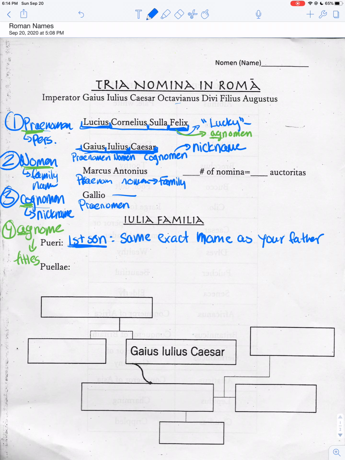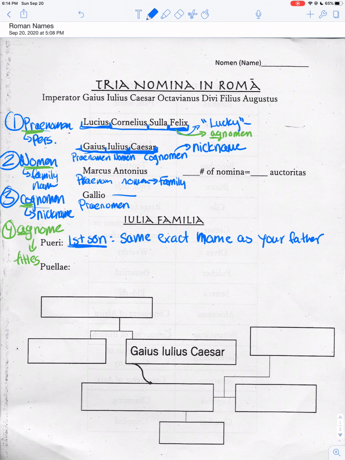He would probably choose, depending on the time he was living, which name he was going to use on which papers. And when people referred to him, there were certain occasions when he would be called Imperator, or they would call him Divi Filius or Augustus. So these weren't used all at the same time, but it's good to see them all together.